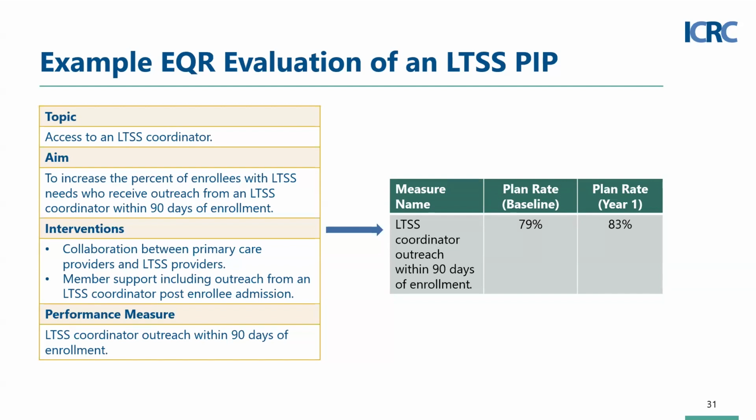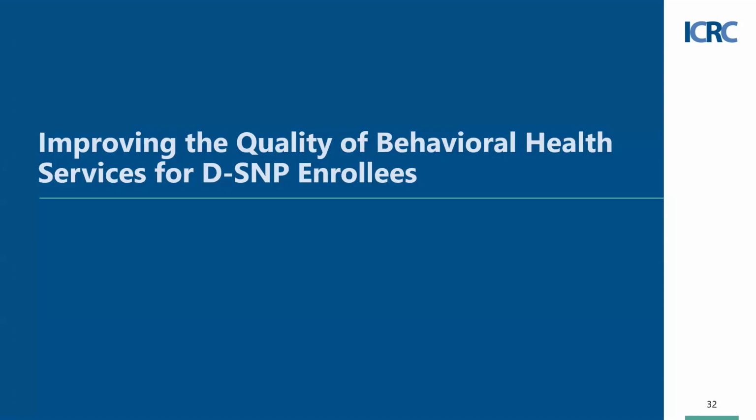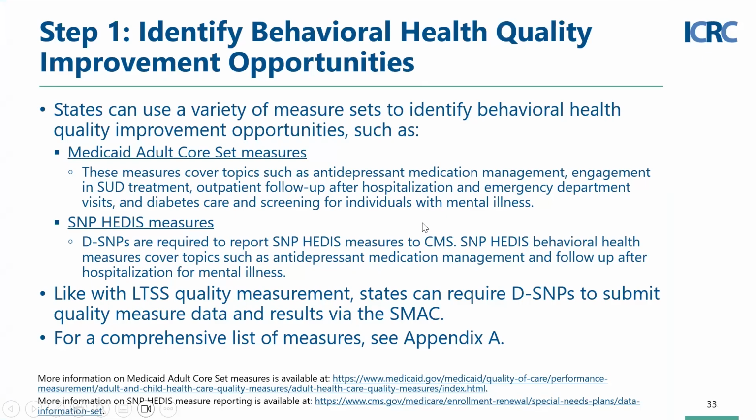Slide 32, please. Thanks, Malia. Next, we will discuss how states can improve behavioral health quality for D-SNP enrollees. Slide 33, please. The first step is to identify behavioral health quality improvement opportunities. Like the LTSS resources that Malia described earlier, there are several resources available to states to identify these opportunities.